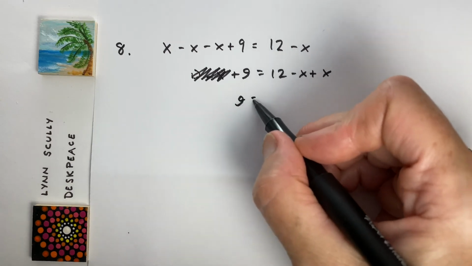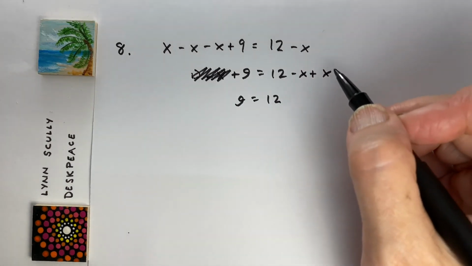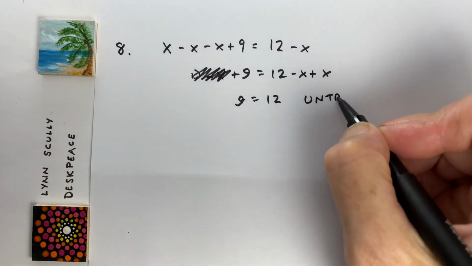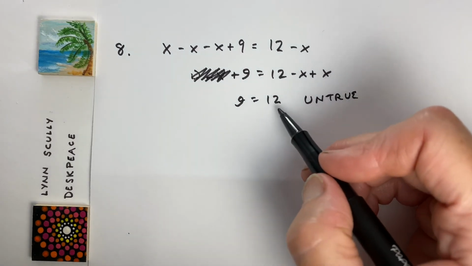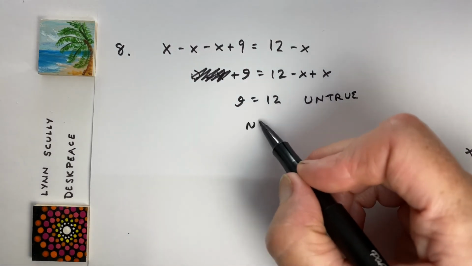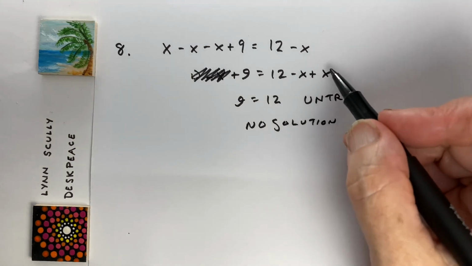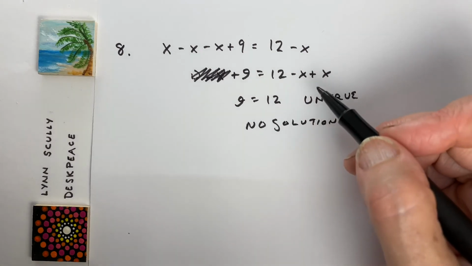Now I have 9 equals 12 minus x plus x gives me 0 x's. My x's went away and I'm left with an untrue statement. And when you're left with an untrue statement, because 9 does not equal 12, the answer is no solution. So my x's went away, I'm left with an untrue statement, no solution.